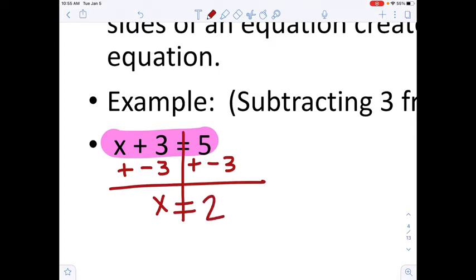I always want to check my answer, so I plug in 2 for x: 2 plus 3, well, hey, guess what? That equals 5, which is what we were going for, so I know that my answer is 2.